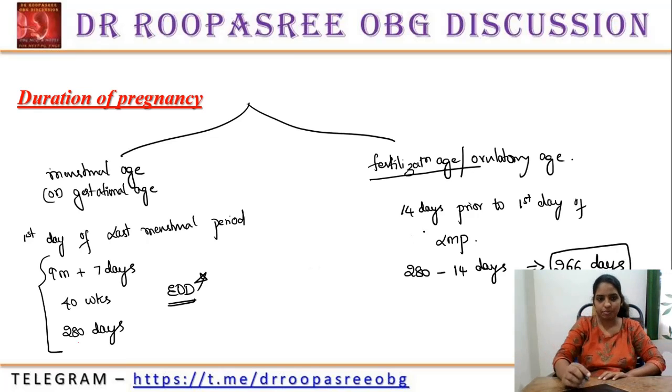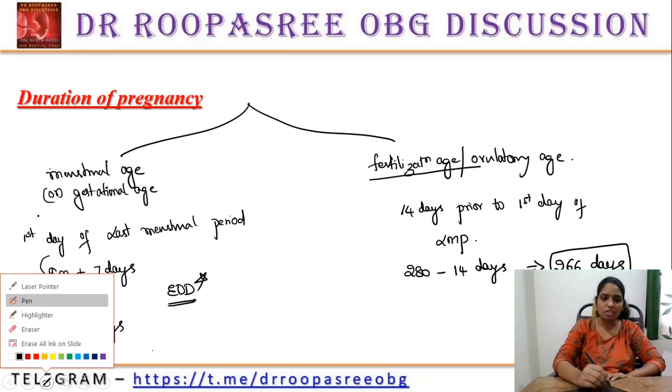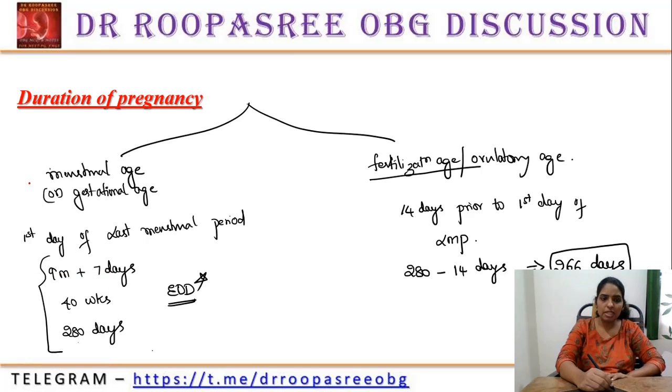So they'll be asking, according to the menstrual age or gestational age, how you will be calculating, means 9 months plus 7 days, 40 weeks or 280 days. Then how you will be calculating from the fertilization or the ovulatory age, means it is about 266 days. The questions will be like this only. You will be seeing what is the menstrual age, what is the fertilization age, how you will calculate the fertilization age, why 14 days are reduced, because ovulation will be taking place 14 days prior to the first day of the last menstrual period.